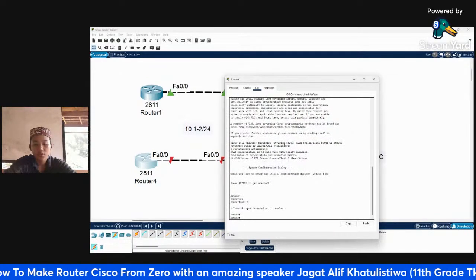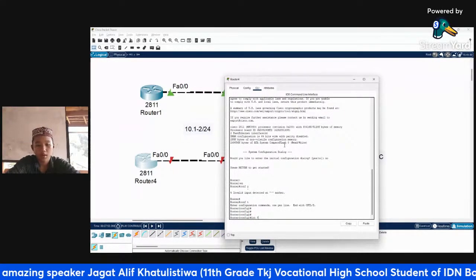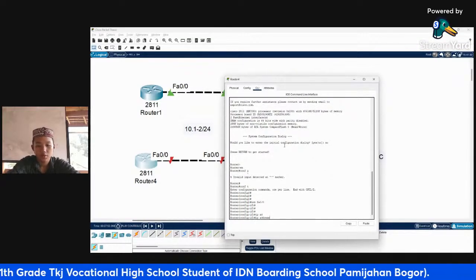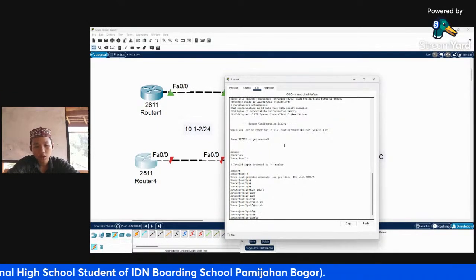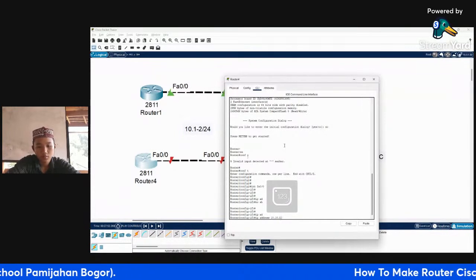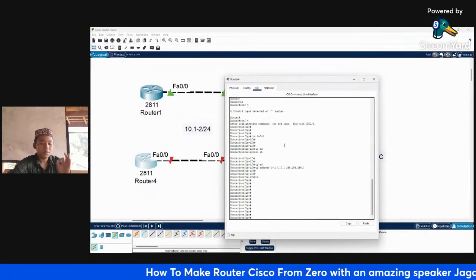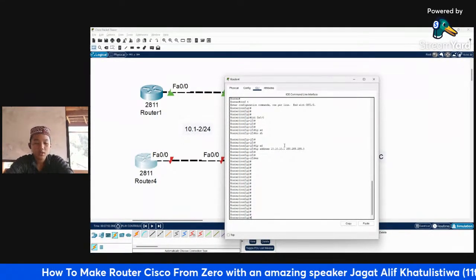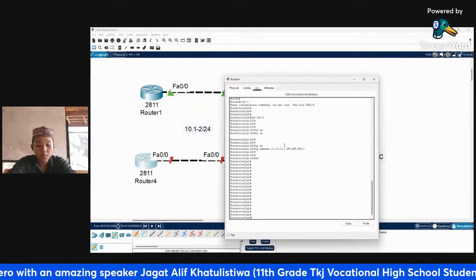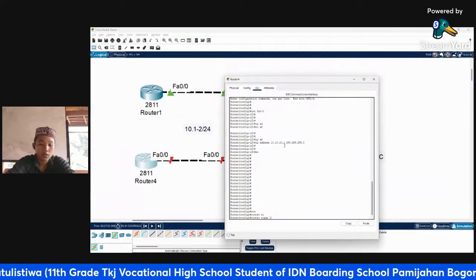Enter the configuration terminal mode, and then enter the interface, IP address and no shutdown first. No shutdown, IP address 10.10.10.1 255.255.255.0. All that, but don't exit first. Don't exit from the interface mode; enter the configuration mode and type router EIGRP, and enter the autonomous system.